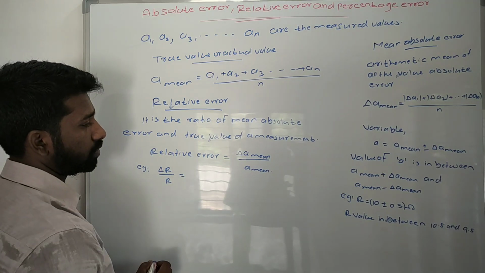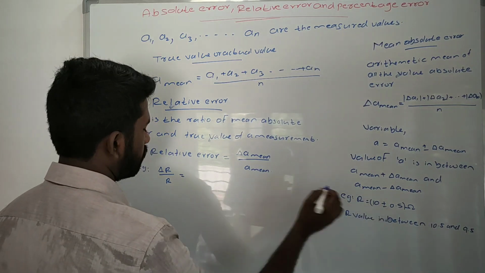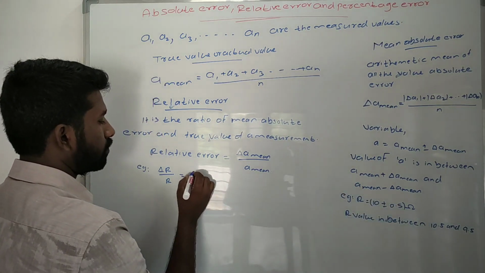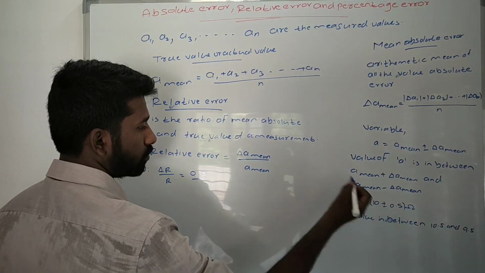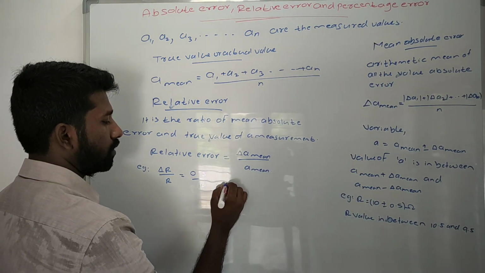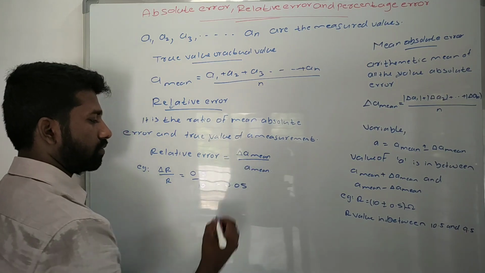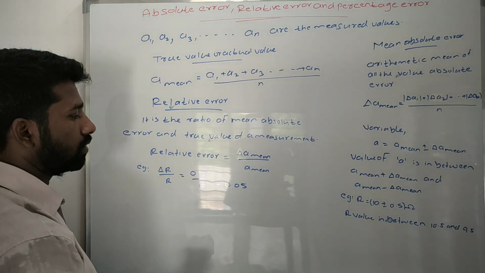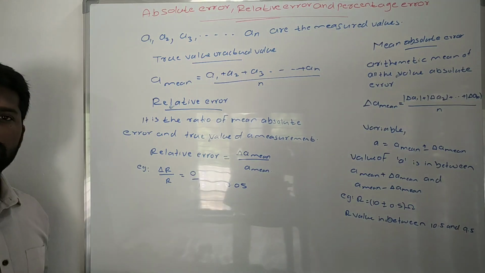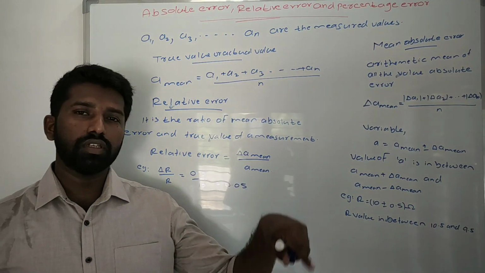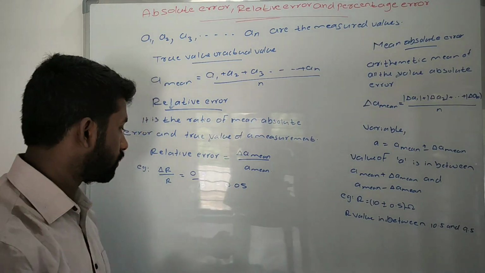The relative error in R is delta R by R. How much will you get? Delta R is the mean absolute error, that is 0.5, divided by the R value, that is the true value, 10. So what you get is 0.05. This is the relative error. Now we will see what is percentage error.